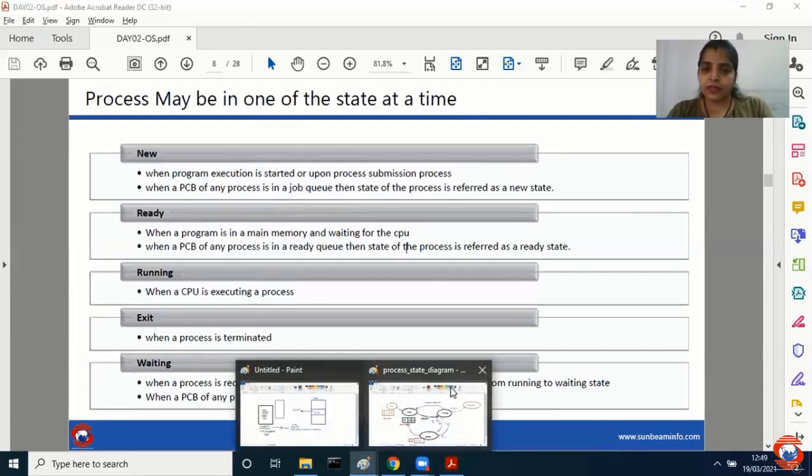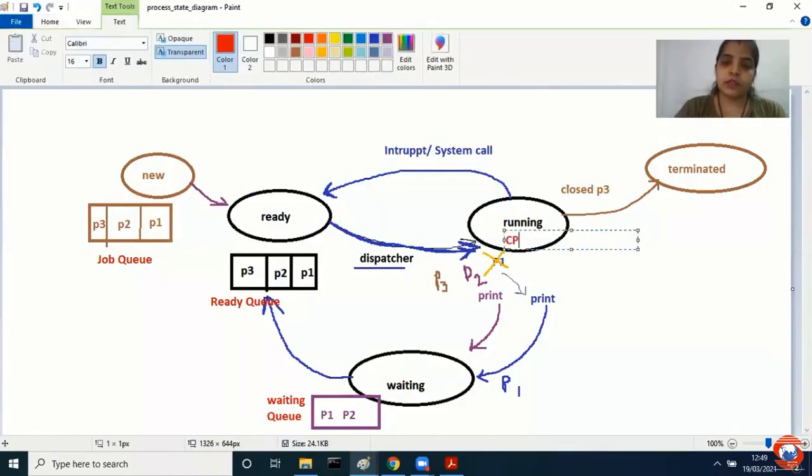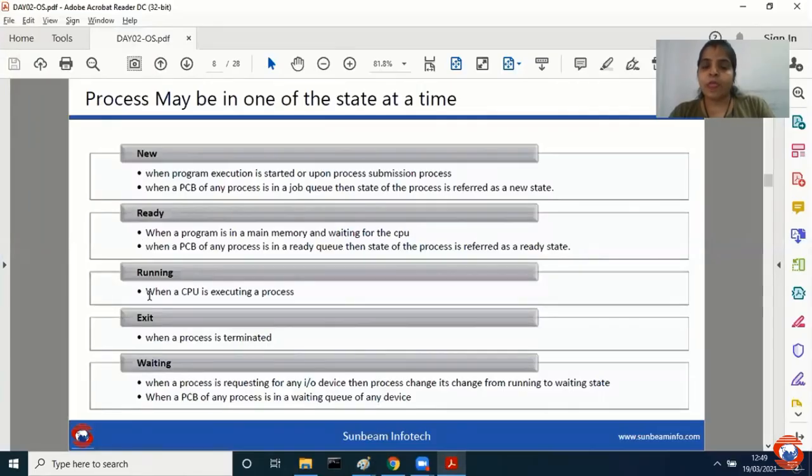When I say the dispatcher will take control of one process from ready to running, it means the process got the processor, it got the CPU. That is called the running state. So for that it maintains a ready queue. Running: when a CPU is executing a process. Exit: when a process is terminated.